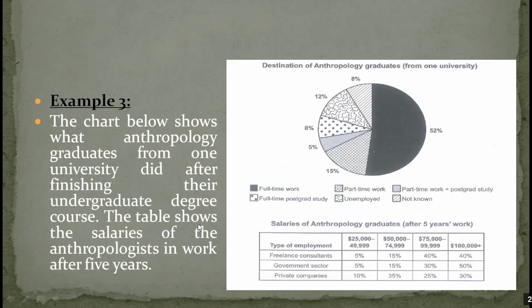Okay, here's one more example. The chart below shows what anthropology graduates from one university did after finishing the graduate degree course. The table shows the salaries of the anthropologists in work after 5 years. So here we have a pie chart and a table at the same time, and we're supposed to write one task, one essay about them.